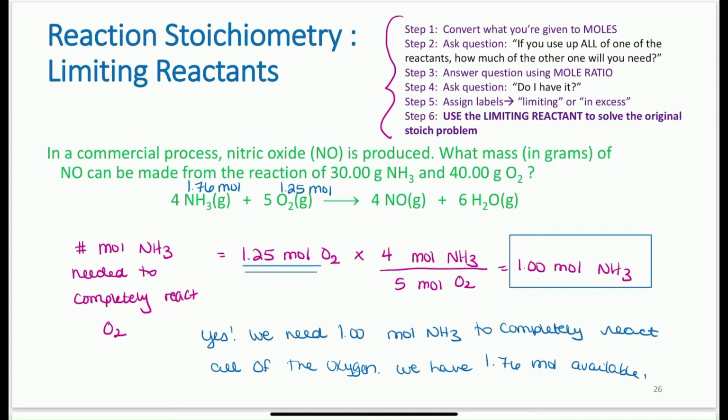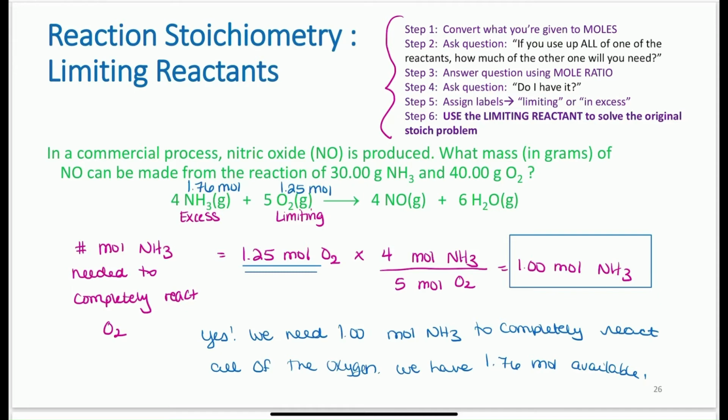So I can now assign labels of limiting and excess. Because I know I have more than enough NH3 to complete this calculation, this means my NH3 is in excess and my O2 is limiting. Now, I lucked into that, I promise. I did not purposely solve for using NH3 or using the amount of oxygen to solve for NH3. It was completely randomized just because it was first. That does not mean it's always going to be that easy.